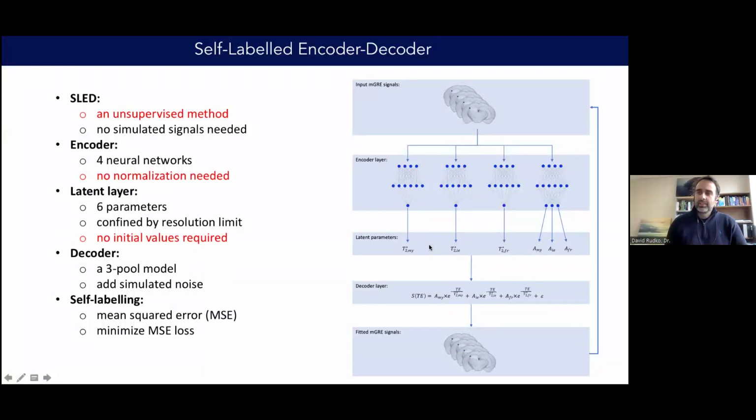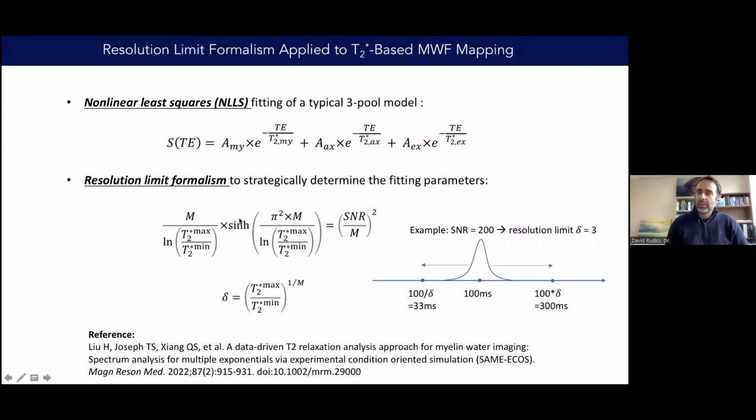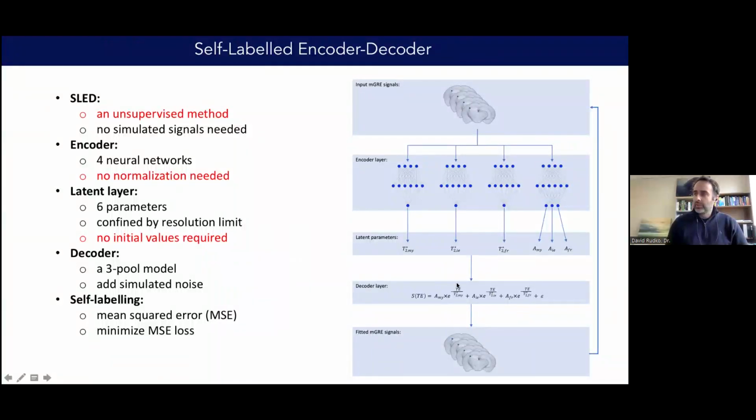So this fitting algorithm wasn't completely model-free, because in the decoder layer, we extract the individual pool sizes in myelin water for each voxel, and this is done iteratively, and it's iterated until the mean square error is minimized. So I mentioned although this algorithm was quite powerful, it could fit T2 star-based myelin water fraction mapping with our 100 micron data in about 2.5 minutes.